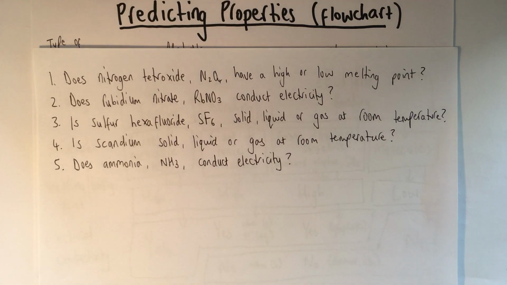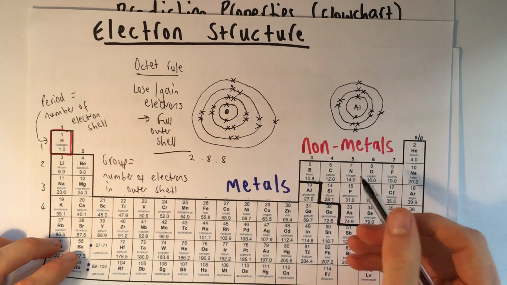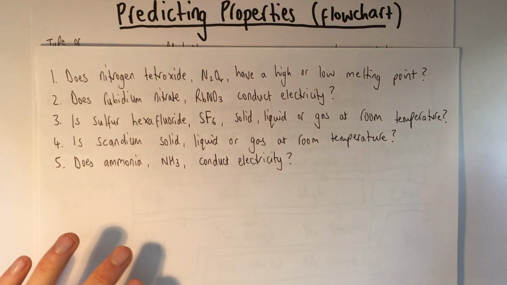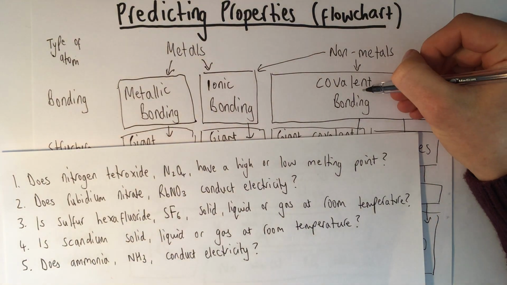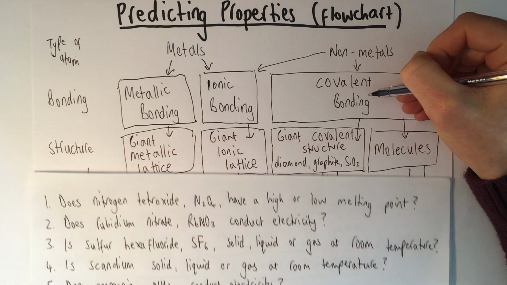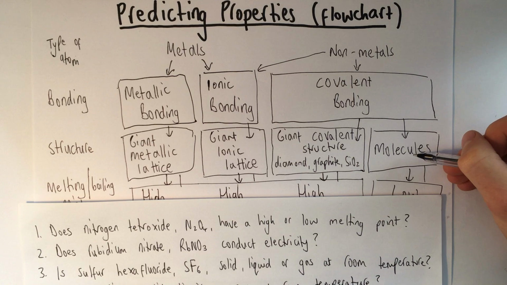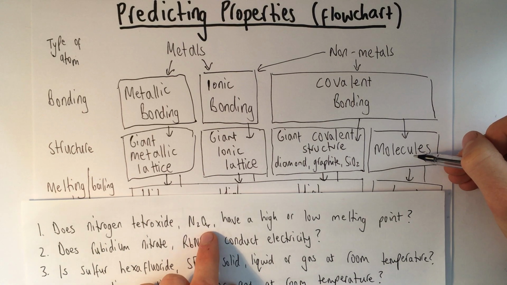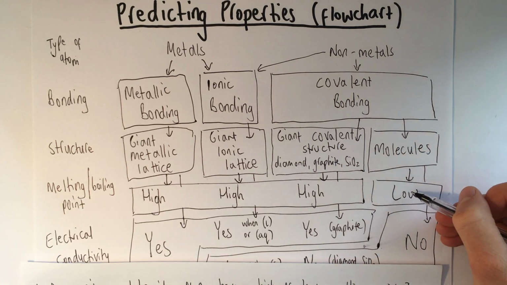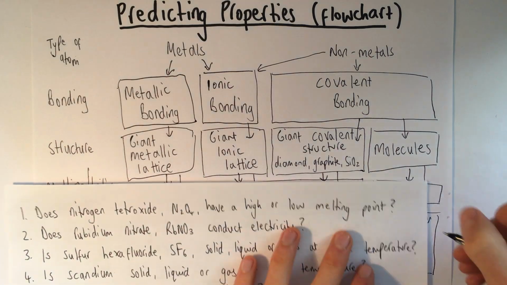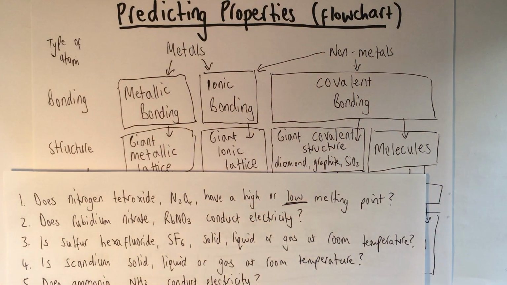Let's look at our periodic table first of all. N and O are both non-metals. So let's start. Non-metals, they're going to have covalent bonding. They're not diamond, graphite or silicon dioxide, so it's going to have a molecular structure. It's going to be molecules of N2O4. And that means it's going to have a low melting point. So I know the answer to this is it's going to be low.